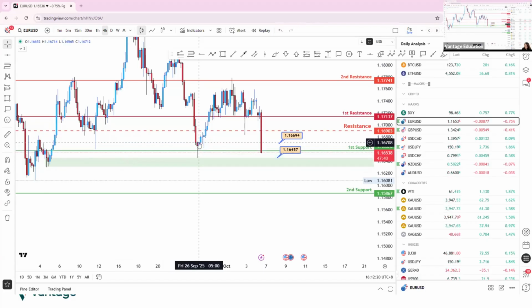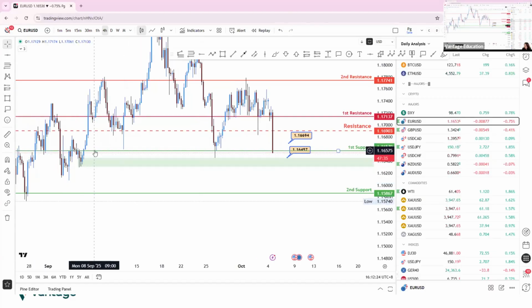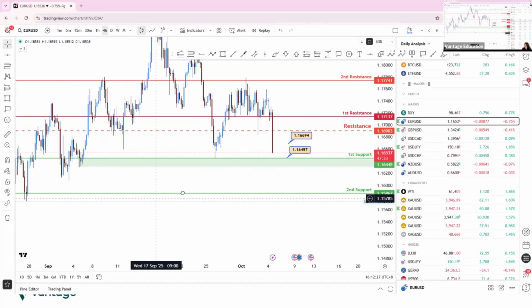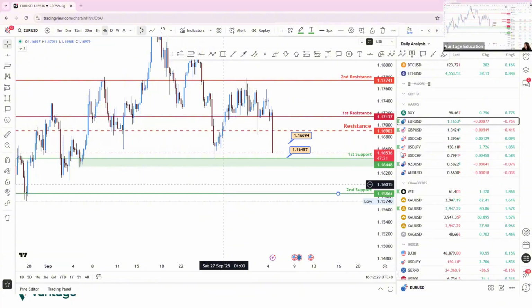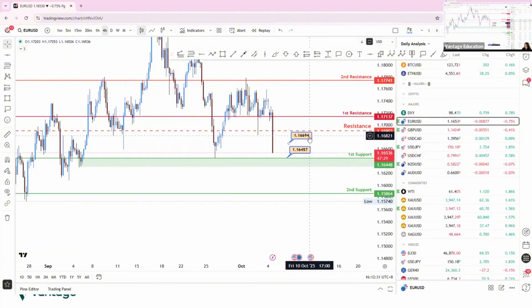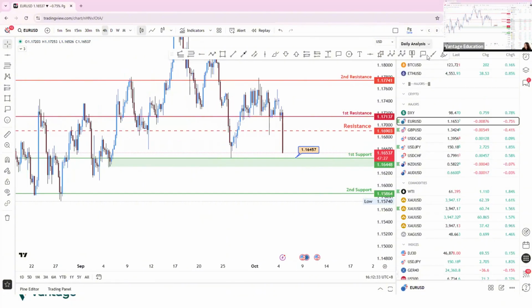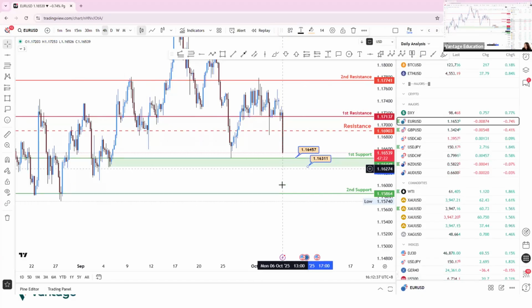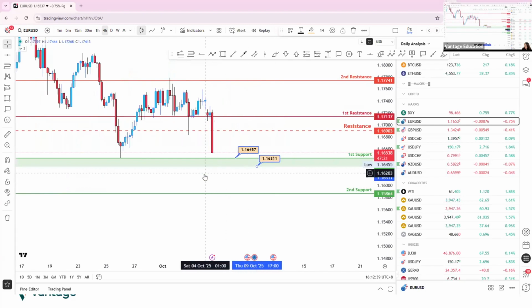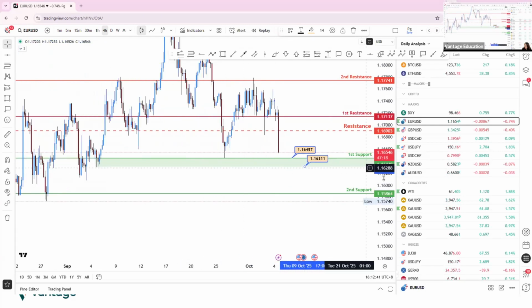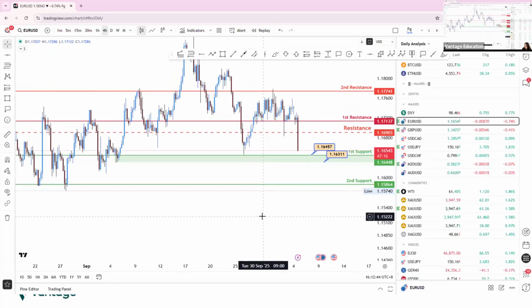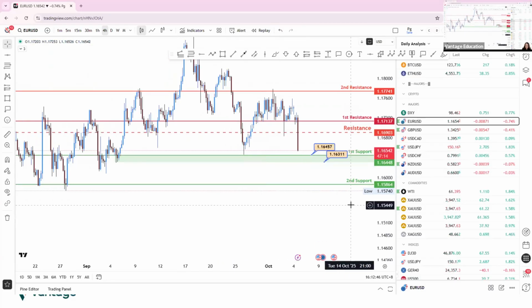Because this OB had been taken, I think somehow this zone is still valid, but this one was taken. Anyway, if you don't see the confirmation, don't buy. You can see this is very strong selling in H4. So don't buy unless you see the rejection and confirmation in a lower time frame, and then you buy.